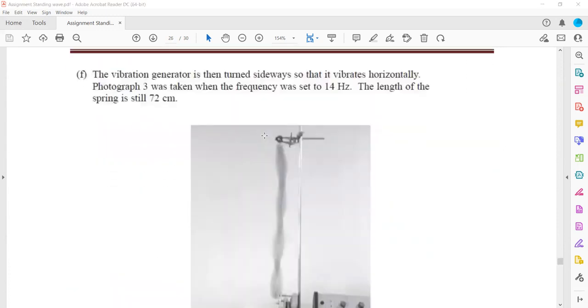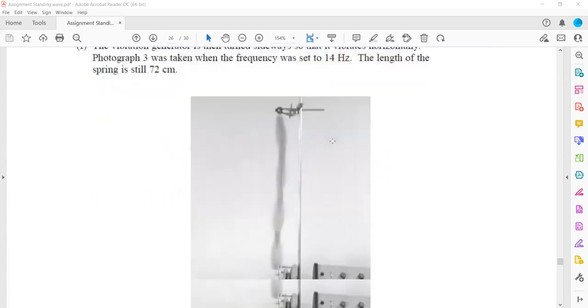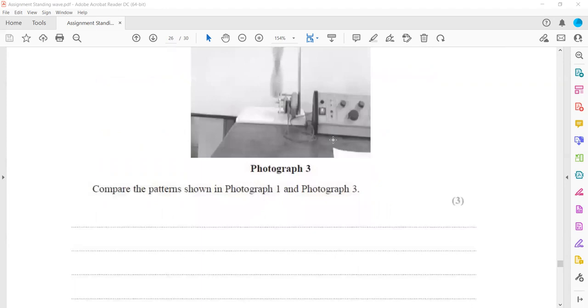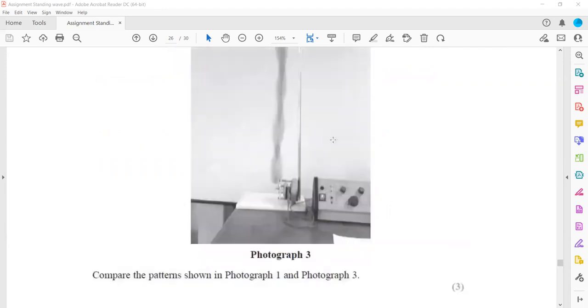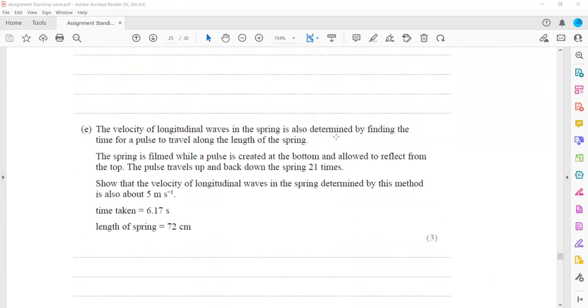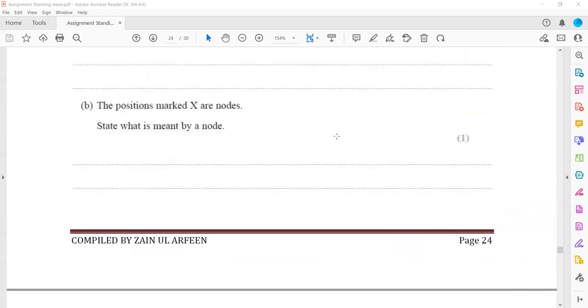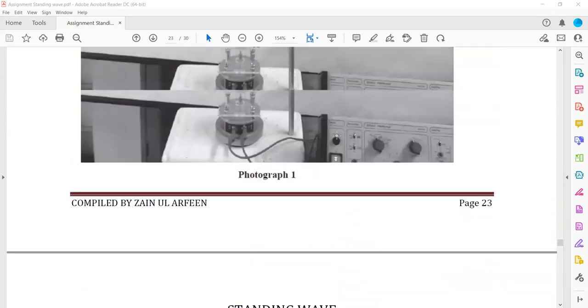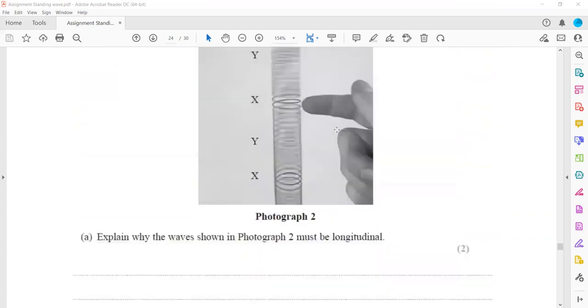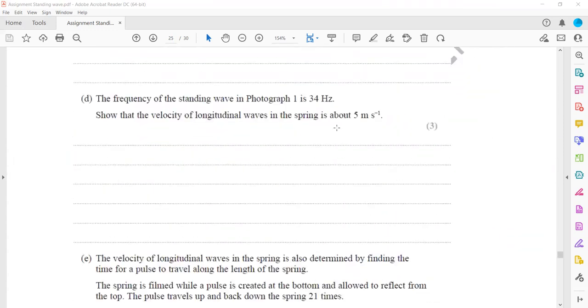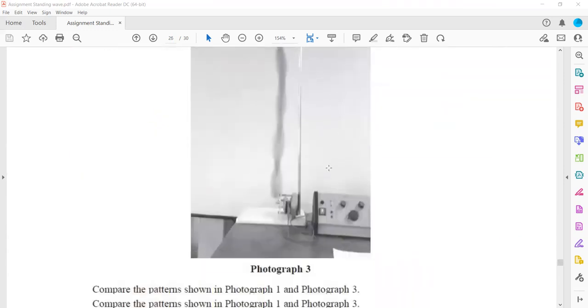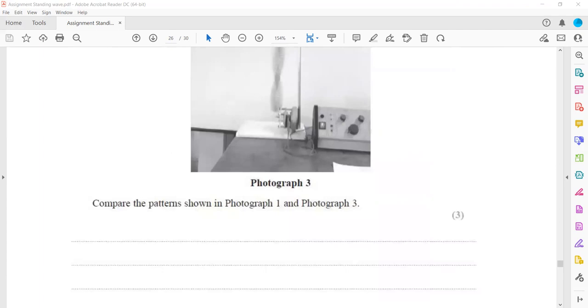And the last part, the vibration generator is then turned sideways so that the vibration is horizontal. Photograph 3 was taken, frequency 14, and the length of the string is 72. Compare the pattern of photograph 1 and photograph 3. Photograph 1, as you can see here, and photograph 3. So what is the main difference? The main difference is the type of the wave which is produced.